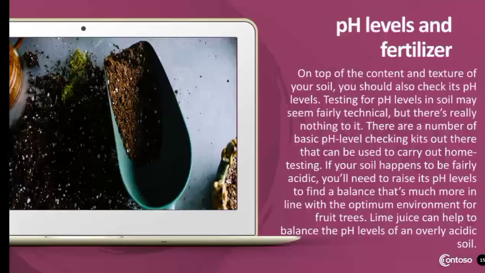So for the pH levels and fertilizer, on top of the contents and texture of your soil, you should also check its pH levels. Testing for pH levels in soil may seem fairly technical, but there's really nothing to it. There are a number of basic pH level checking kits out there that can be used to carry out home testing. If your soil happens to be fairly acidic, you'll need to raise its pH levels to find a balance that's much more in line with the optimum environment for fruit trees. Lime juice can help to balance the pH level of an overly acidic soil. Some have limes, no, the amendments that will help to raise the pH level of the soil.